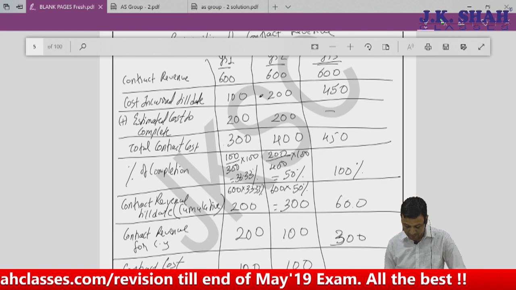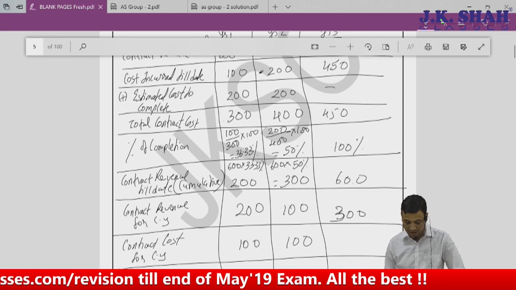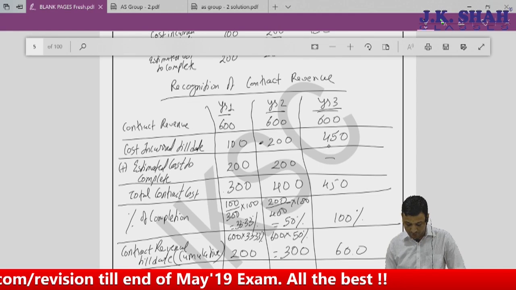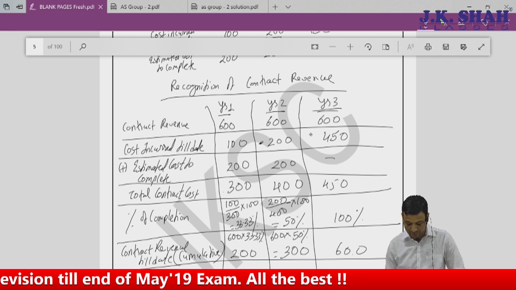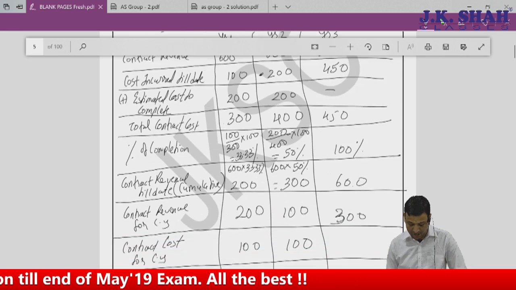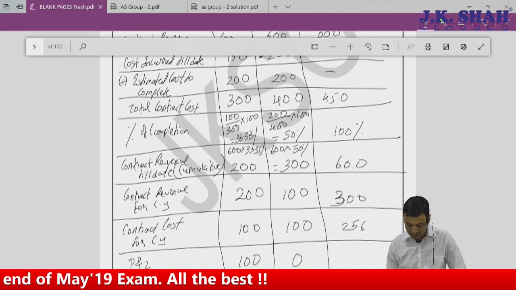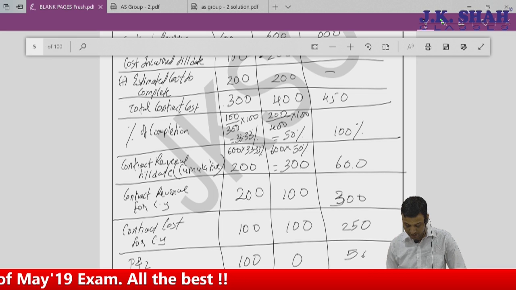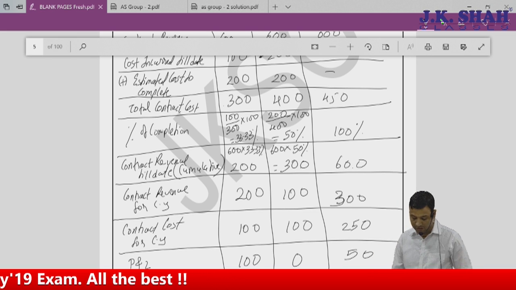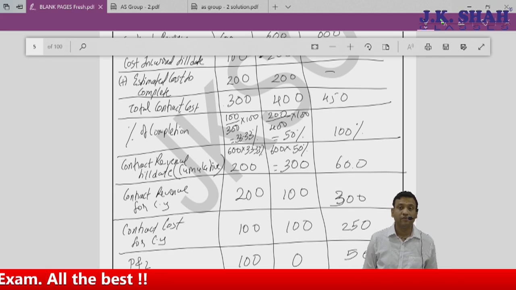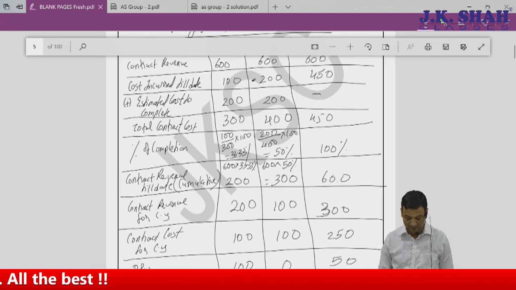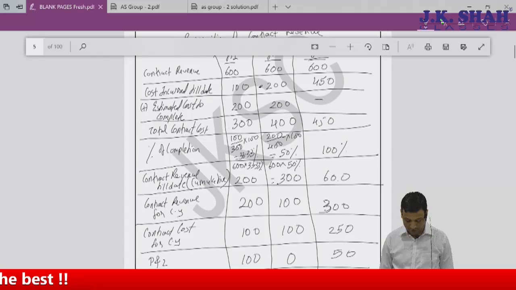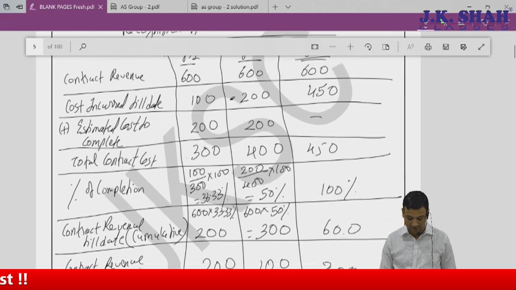600 minus 300. Then what is the contract cost for current year? Look here. Till date 450. Previous year 200. 450 minus 200. That is nothing but 250. So my profit is 50. This is to be done if future is known to us, 50. So if you look properly, your total profit is 150, which is very much correct.